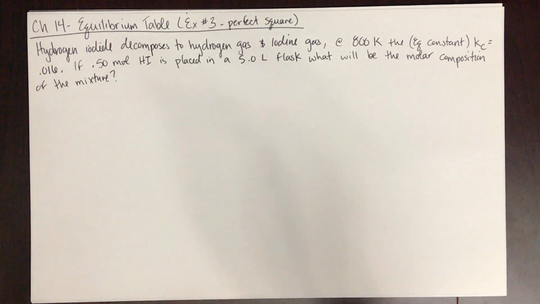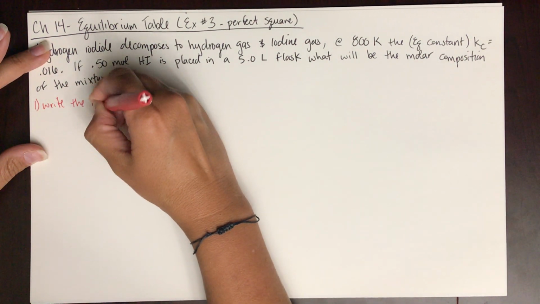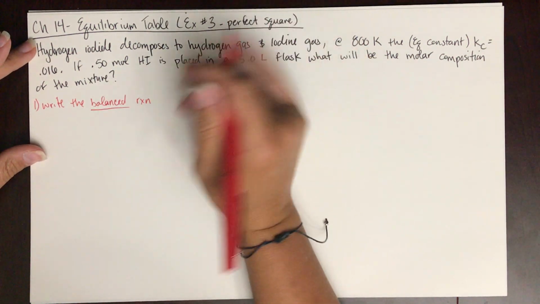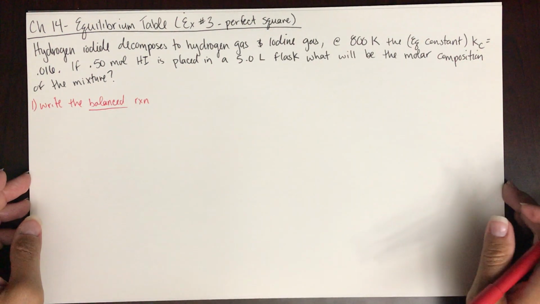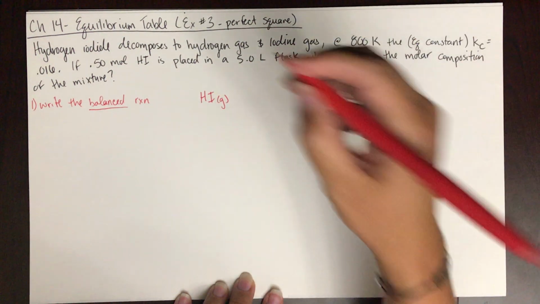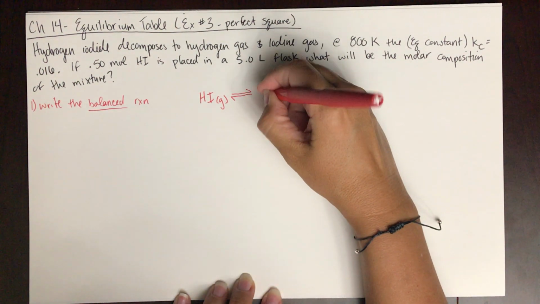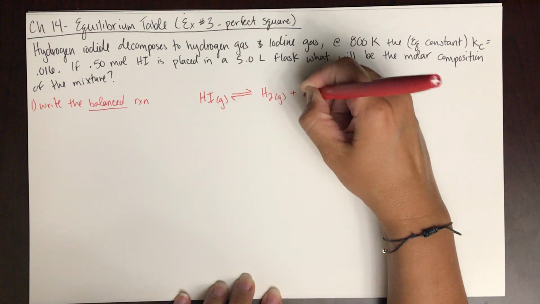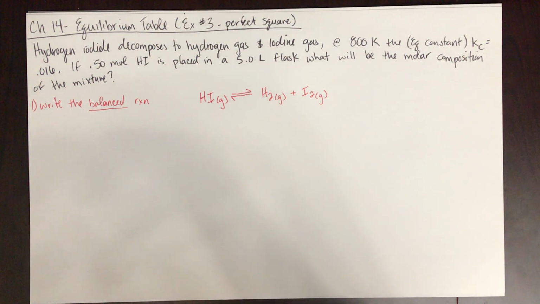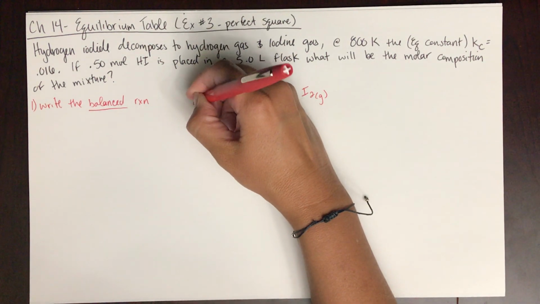So first of all, the first thing that you're always going to do is write the chemical reaction. I'm going to say write the balanced reaction. And then you're going to assess what information you have. So let's do that first. Hydrogen iodide decomposes, which just means breaks apart, to hydrogen gas and iodine gas. Again, hydrogen iodide is a gas. Hydrogen and iodine are both diatomic. This is not balanced. I have 2 hydrogens, 2 iodines, so I'm going to put 2 here.